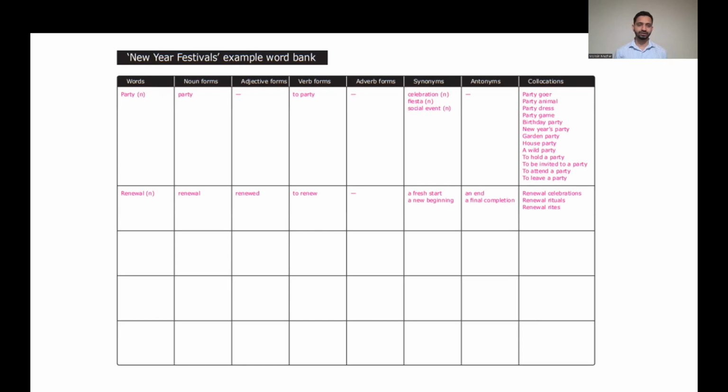So let's just look at some of the words. The first word is party. Some of the words, by the way, will not have an adjective form or an adverb form or an antonym that you might be able to think of. That's completely fine, but whatever you can fill in, try to fill in. So, party. Noun form is party, right? Adjective form doesn't exist. Verb form, to party, with to and the infinitive or base form.